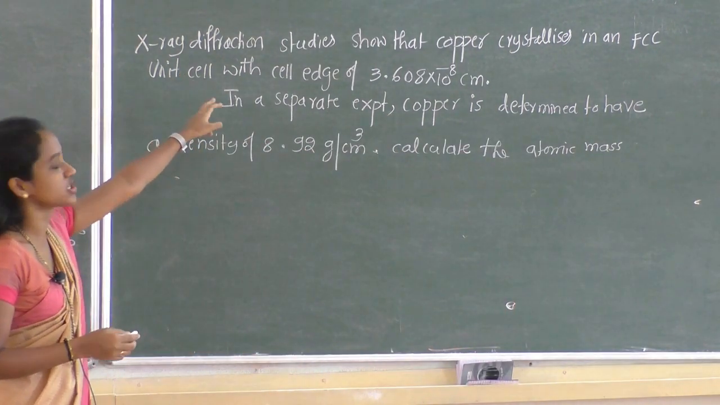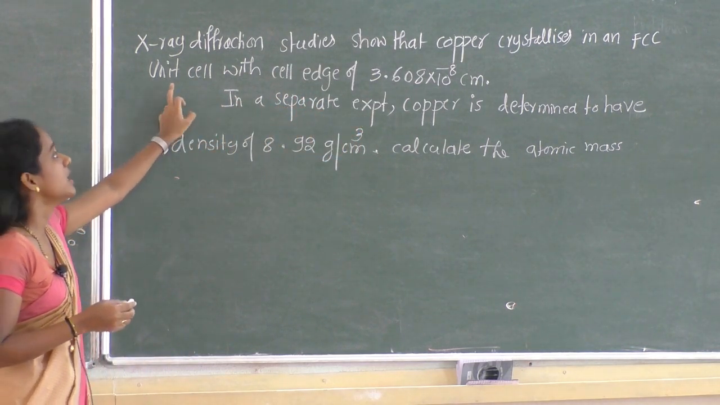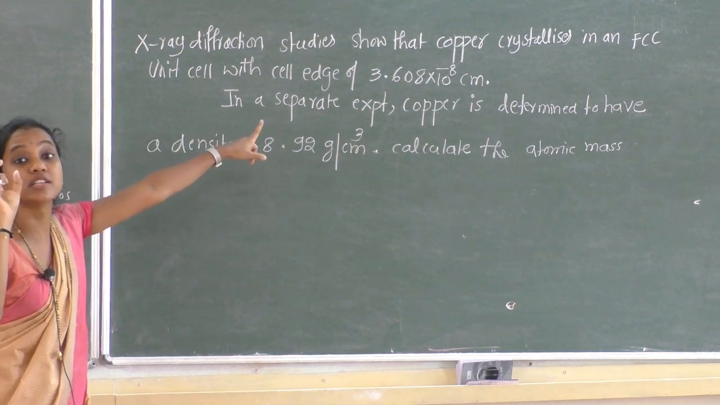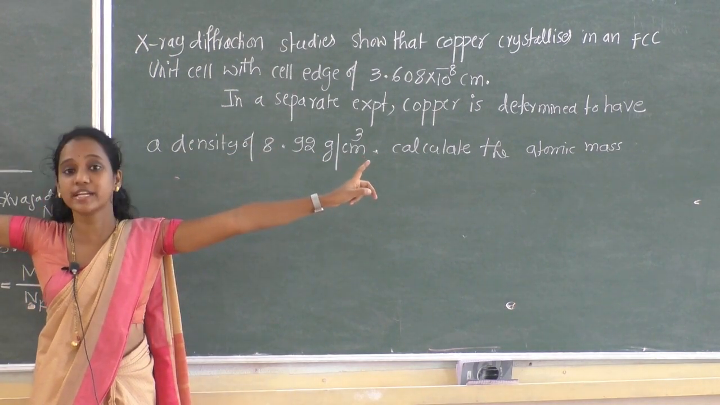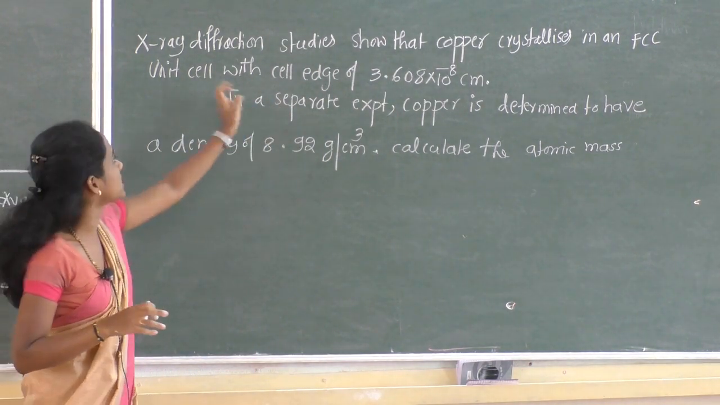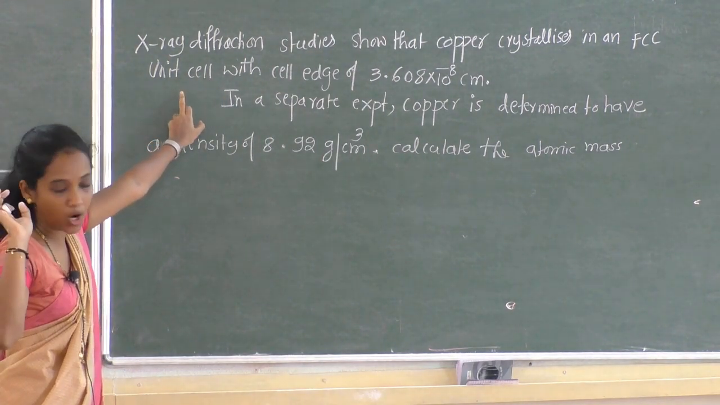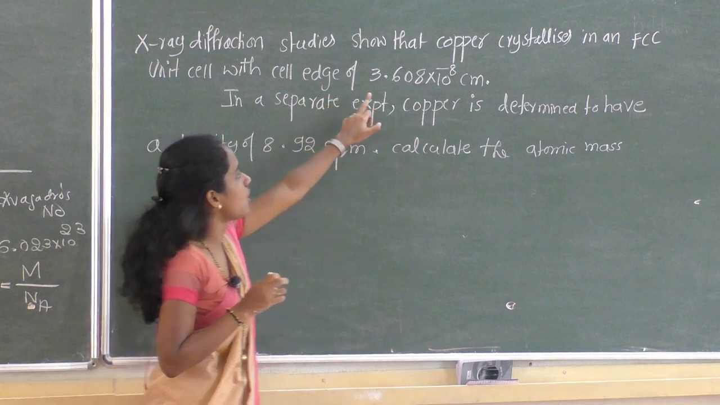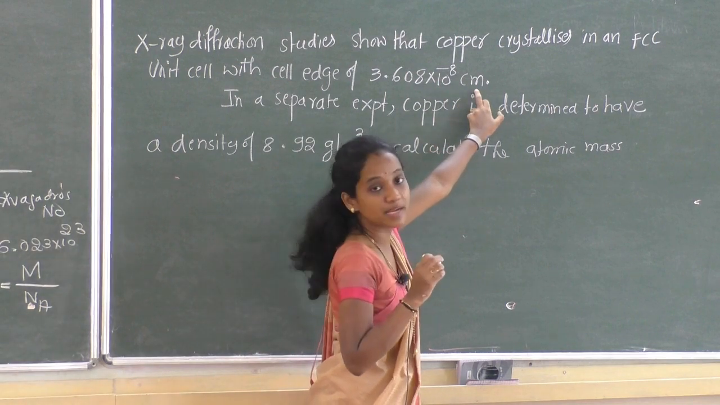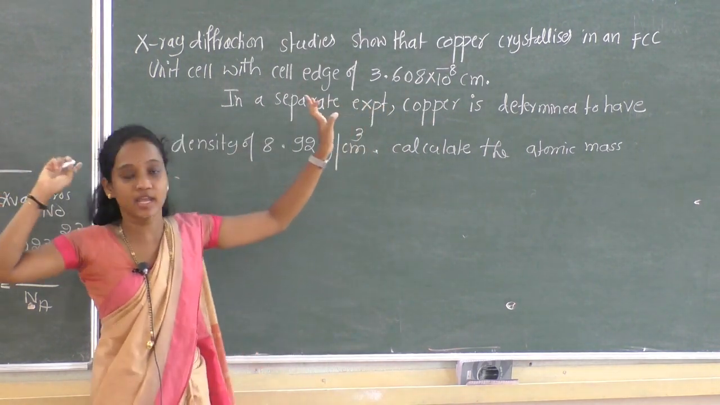See, X-ray diffraction studies show that copper crystallizes in an FCC unit cell. Here the type of unit cell is FCC. In FCC, what is the value of Z? Look at the formula. We have Z here. Z is the number of particles present per unit cell. So since it is FCC, we can take the value of Z as 4. With the cell edge of 3.608 into 10 to the power minus 8 centimeter, it is the edge length, which is represented by the symbol small letter a.